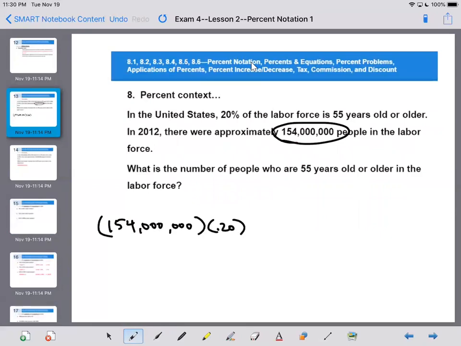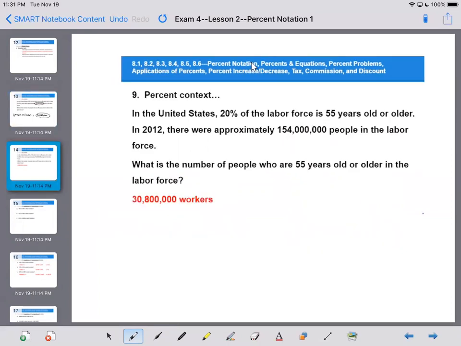Because if we're trying to figure out what's 20% of that, you would want to do that by multiplying. And that's why you have your calculator for a lot of this module. So 154 million multiplied by 20%, you're going to get about 3 million, about 3,080,000.